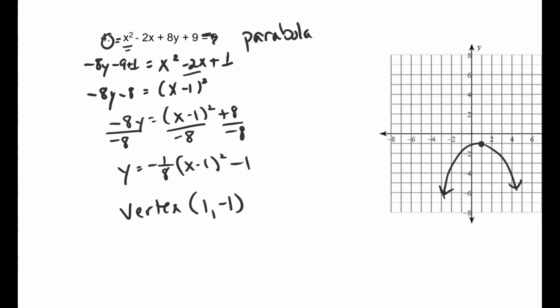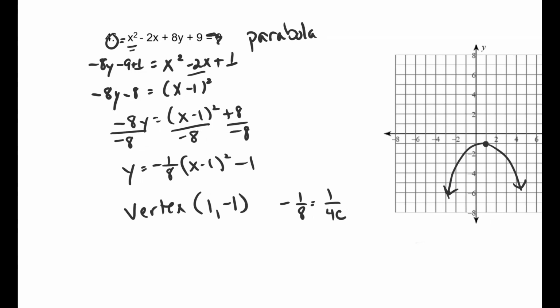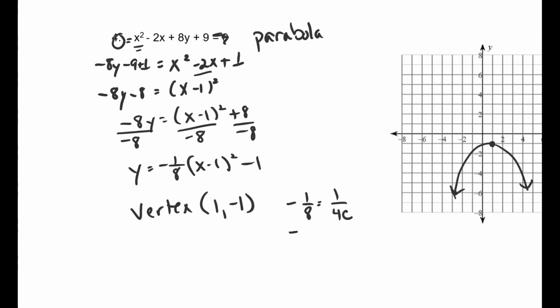So we have to find c next so we can find our focus. So we go negative 1/8 is equal to 1 over 4c. So we cross multiply. Negative 4c is equal to a positive 8. c is going to be negative 2. Now, the negative tells us that we're opening down, but remember, we go to the vertex and we know that the focus is on the inside. So that means we're going to go down 2. So right here, we're going to go down 2. And this point right here is our focus.